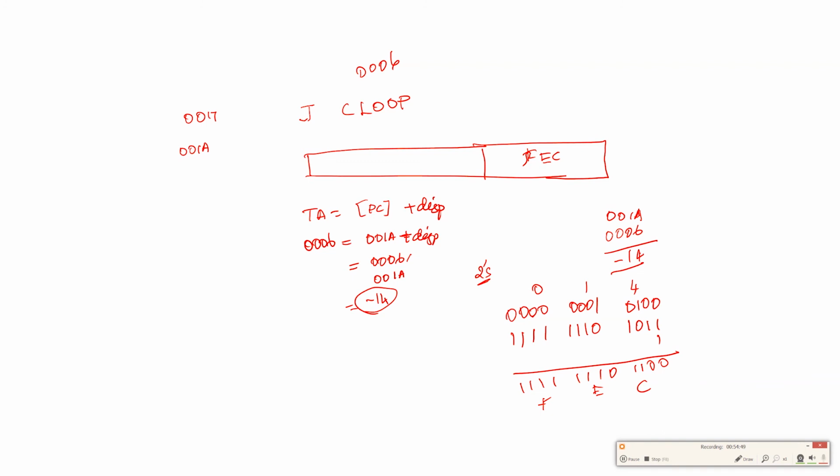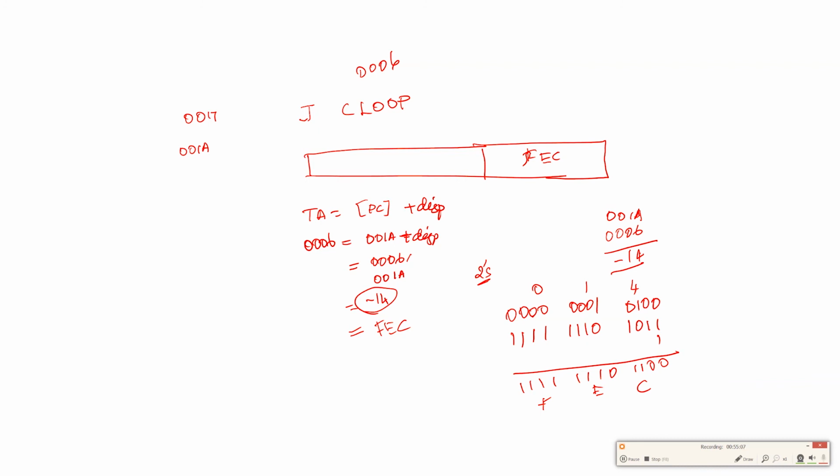So for this, I got minus 14. Now that minus 14 is converted into what? FEC. When your target address is beyond your current instruction, you will get a positive value. When the target address is behind you, then you will always get only what? A negative value. So when you get a negative value, I have to convert it like this.